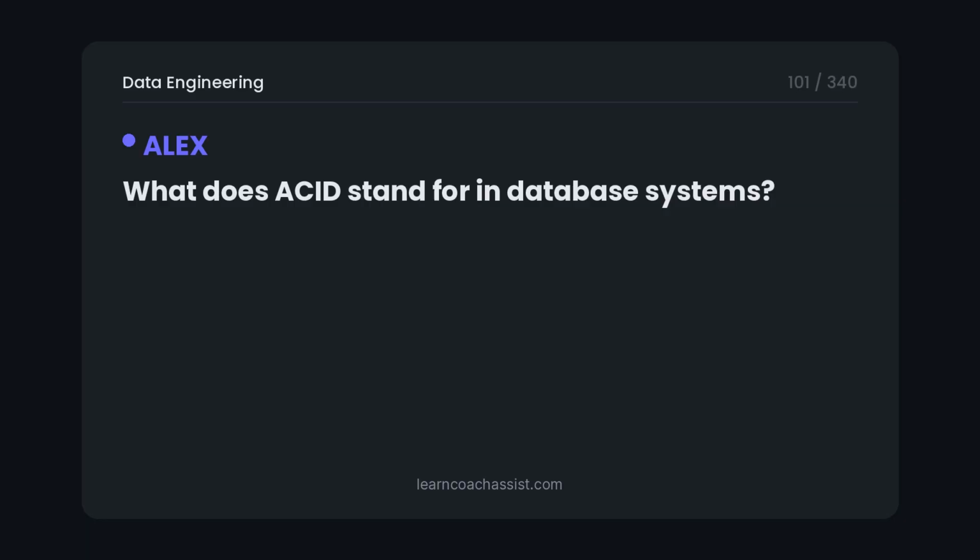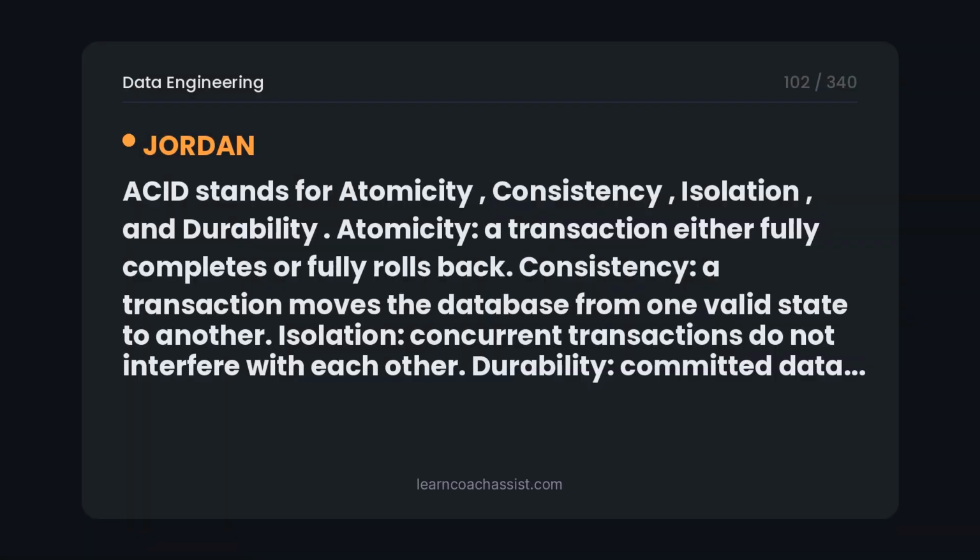What does ACID stand for in database systems? ACID stands for atomicity, consistency, isolation, and durability. Atomicity: a transaction either fully completes or fully rolls back. Consistency: a transaction moves the database from one valid state to another. Isolation: concurrent transactions do not interfere with each other. Durability: committed data survives crashes and power loss.